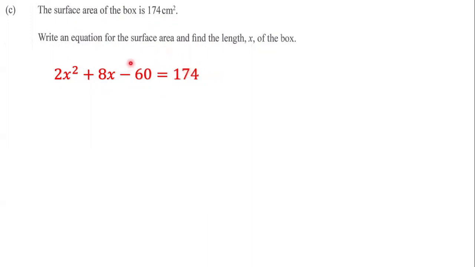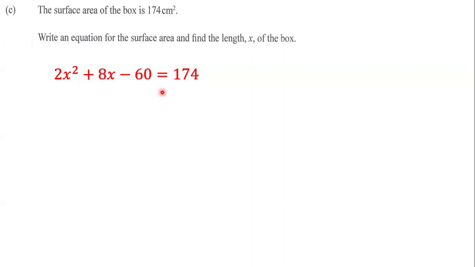And so that means that these two parts of the equation must be equal. This side must be equal to this side. Okay, so now we have to solve. They say: write an equation for the surface area and then find the length x. So we have to solve this quadratic equation.